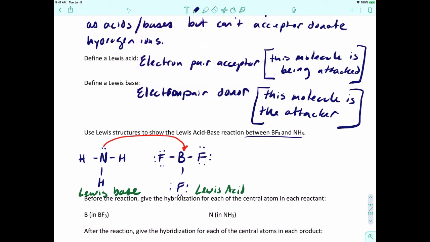And so when these two molecules react, you form something like this, where the nitrogen is still bonded to the 3 hydrogens, but it's also bonded to this boron that's attached to the 3 fluorines. This means that the nitrogen carries a positive charge because it's got 1 extra bond. The boron carries a negative charge because it's also got 1 extra bond.